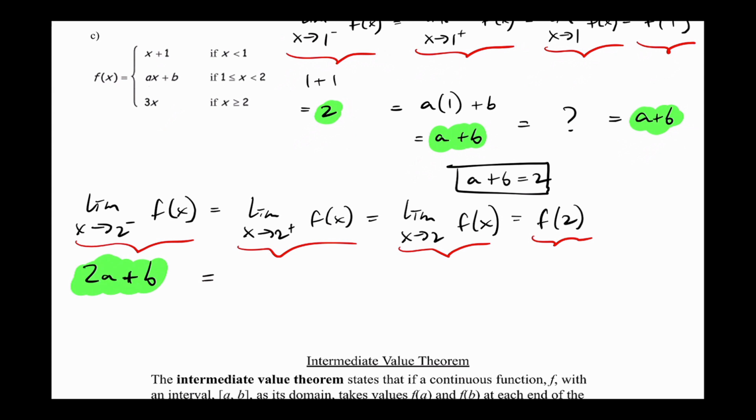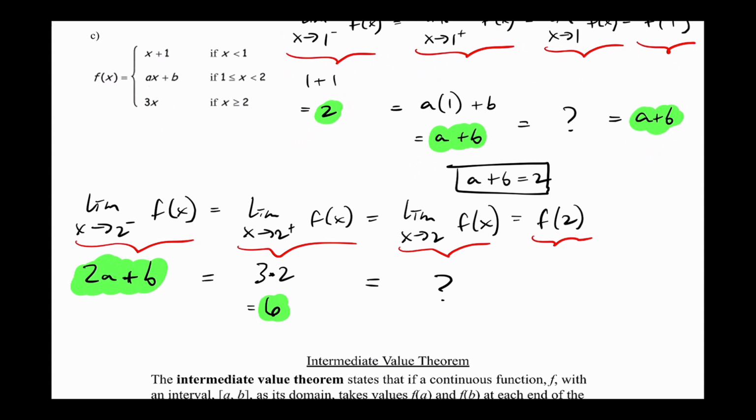Okay. Now I want to check from the right side. Which one am I going to use for that one? The bottom, 3x, right? So I'm going to plug in 2 into the bottom. 3 times 2 is 6. The overall limit has to equal both of those green guys, and they don't equal each other right now, so I'm not worried about the overall limit right now.